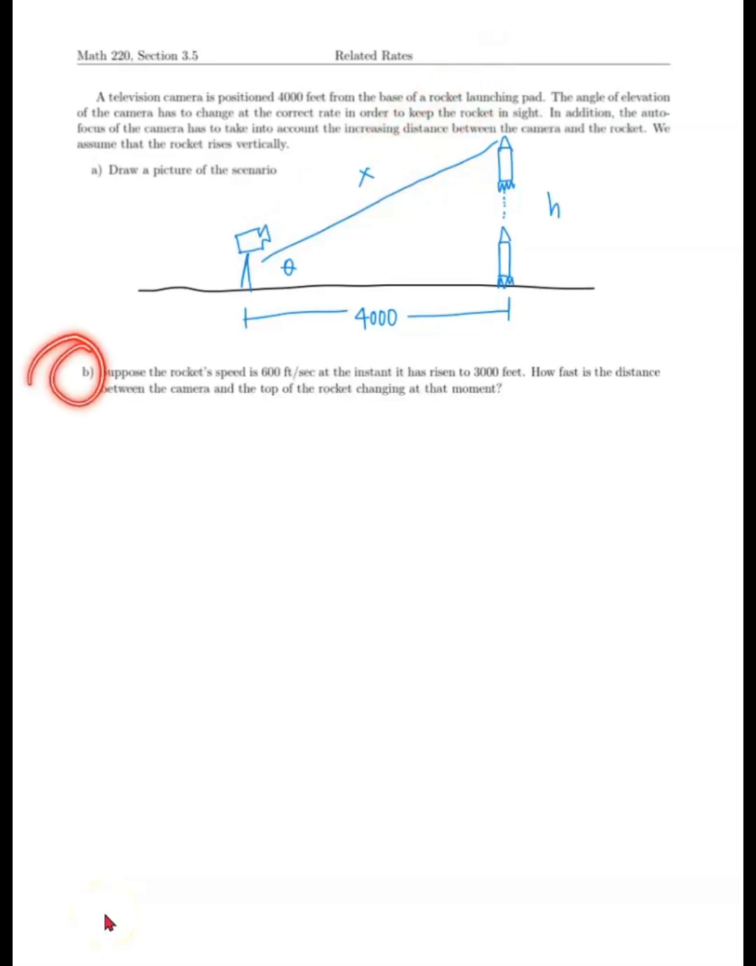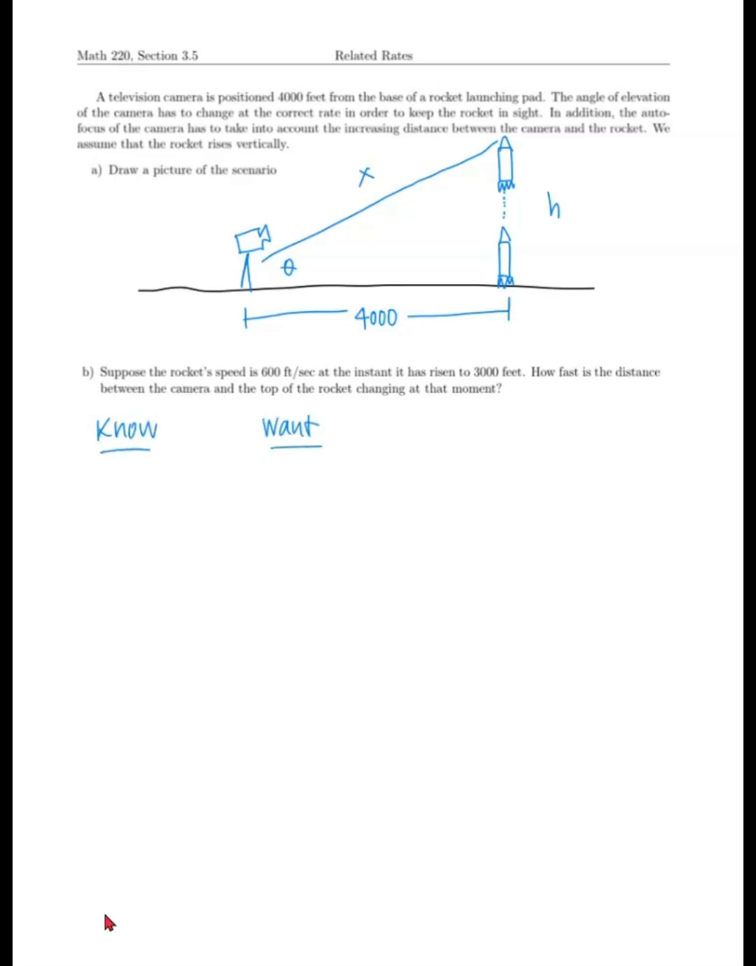Here's the first real question that we get asked. Suppose that the rocket speed is 600 feet per second at the instant it has risen to 3,000 feet. Okay, so the speed isn't constant, but at least we know that when the rocket is 3,000 feet high, we do know its speed. How fast is the distance between the camera and the top of the rocket changing at that moment? Okay, so we talk about the things we know and the things we want.